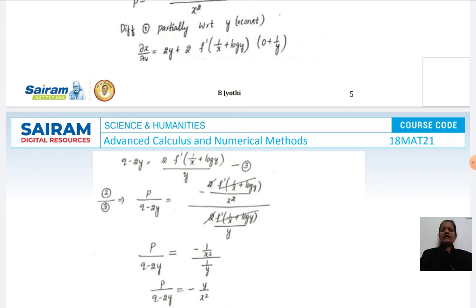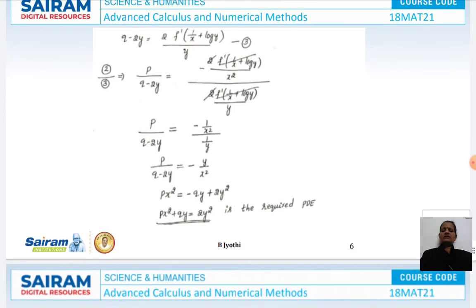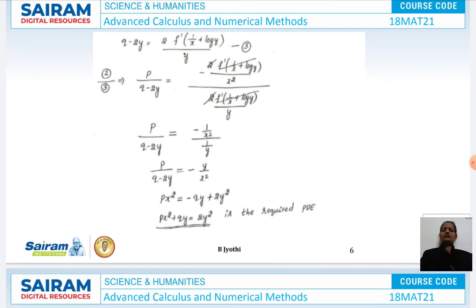So, dividing equation 2 by 3, we get p by q minus 2y is equal to minus 2 times f dash of 1 by x plus log y by x square, whole divided by twice f dash of 1 by x plus log y. Cancelling the f dash in numerator and denominator and also 2, we get p divided by q minus 2y is equal to minus of 1 by x square divided by 1 by y. That is, p divided by q minus 2y is equal to minus y divided by x square.